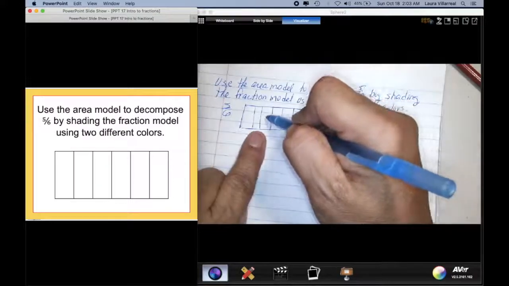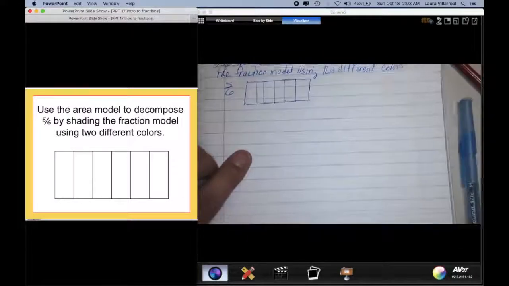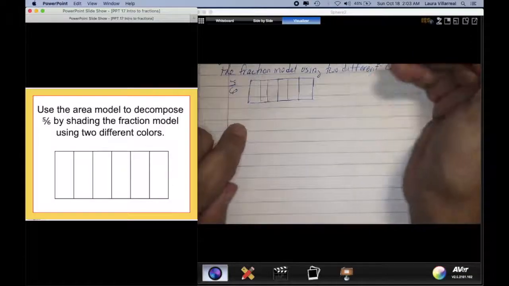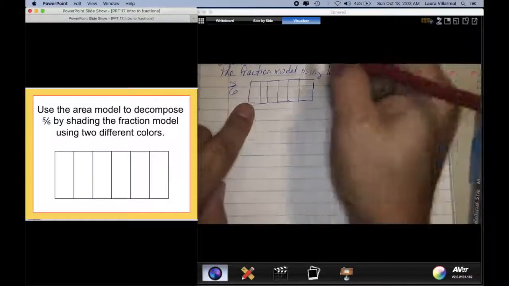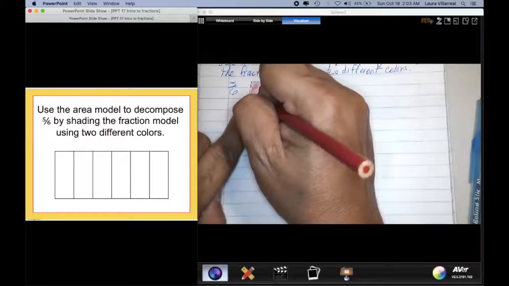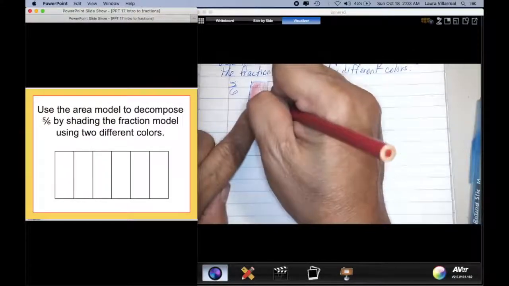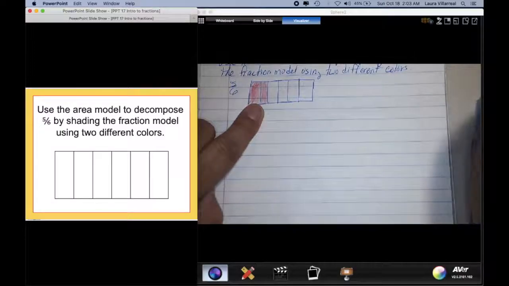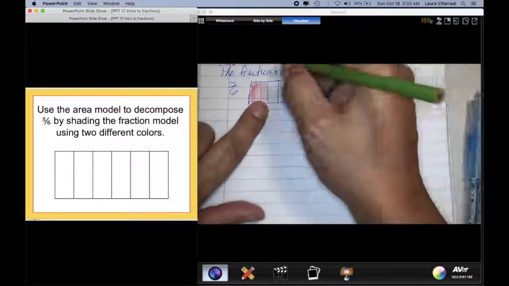One, two, three, four, five, six. And shade any five of them. Doesn't matter. I think I'll do two. Remember, yours will be different than mine. And three.